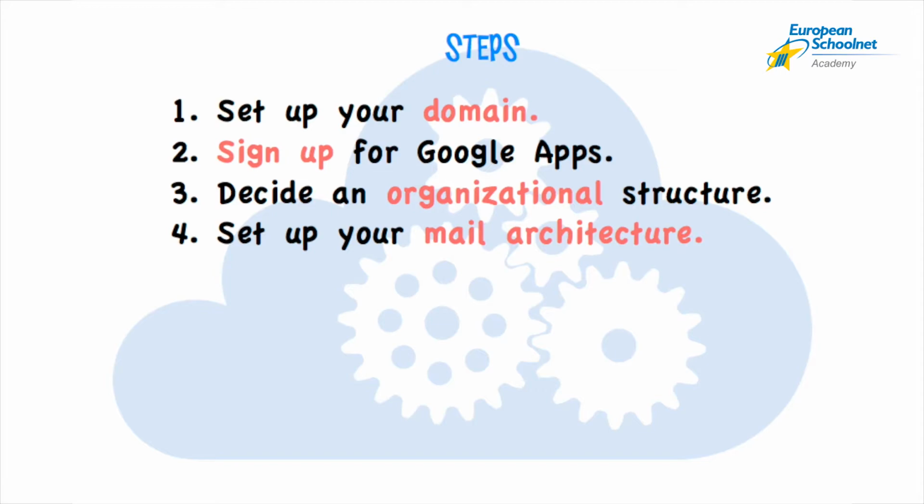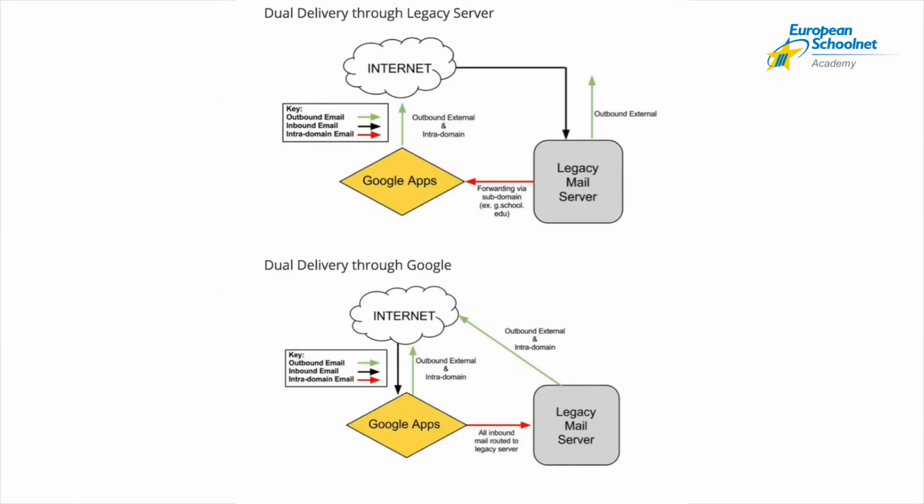We set up our mail architecture. This was the hardest part for me. You'll want to consider your current mail architecture and think about the best way to adjust so that mail can be delivered to users within Google Apps or through your legacy server. At the end, we found it more useful to deliver mail through Google.